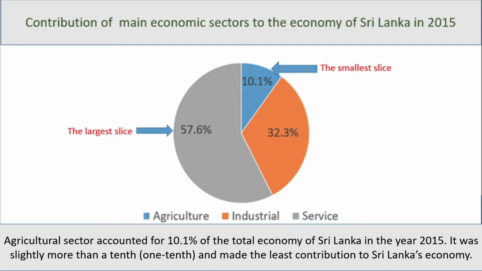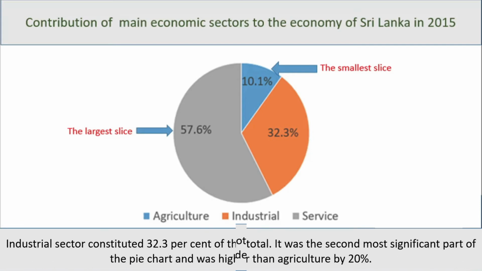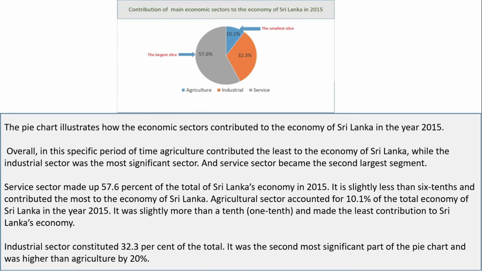Let's look at the next feature now. Industrial sector constituted 32.3% of the total. It was the second most significant part of the pie chart and was higher than agriculture by 20%. Here's the final answer. First paragraph, introduction. Second paragraph, overview.